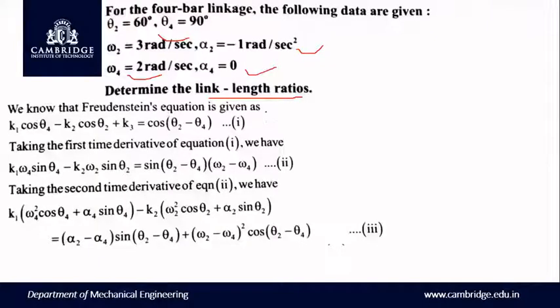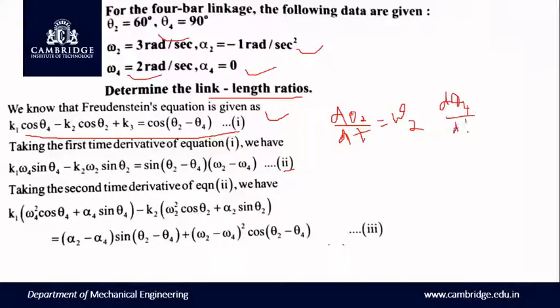Let's consider the Freudenstein equation. That is called equation number 1. If we differentiate this Freudenstein equation with respect to time, we get equation number 2. And we know the differentiation of angle, d theta by dt, can be written as omega. Hence, d theta 2 by dt will be written as omega 2, and d theta 4 by dt can be written as omega 4. In such a way we got omega 4 and omega 2 after differentiation.